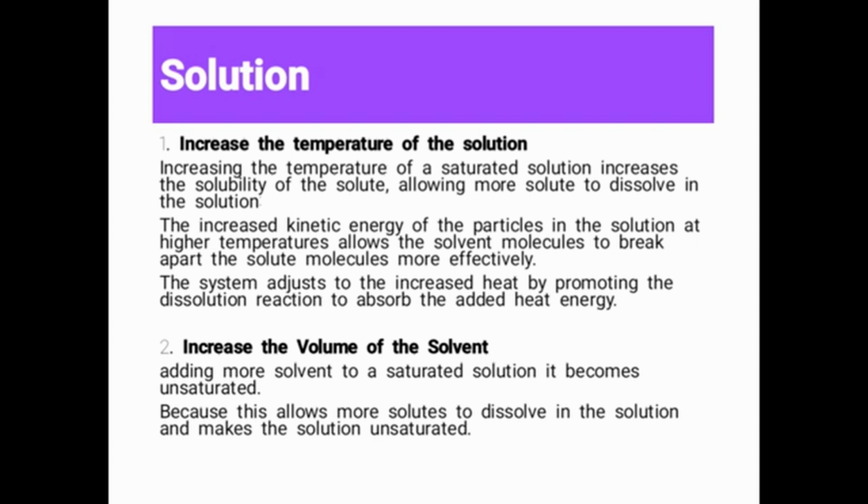By increasing the temperature of this solution, you increase the solubility, because solubility is temperature dependent. When you increase the temperature of a solution, it becomes more soluble. Therefore, it will allow more solute to be dissolved. Another way is to increase the volume of the solvent by adding more solvent. When you add more solvent to a saturated solution, it becomes unsaturated. And of course, we know that unsaturated can dissolve more solute at that temperature. So this is how you make a saturated solution able to dissolve more solute.